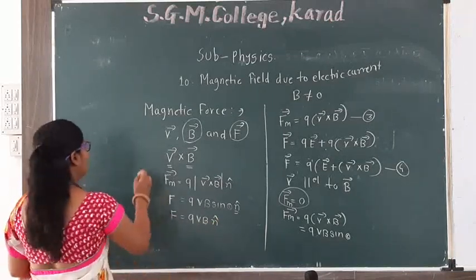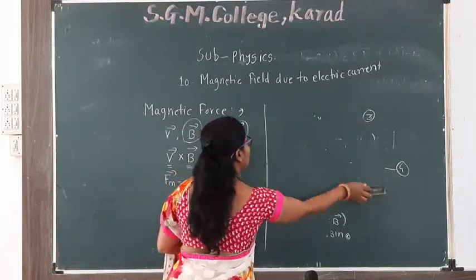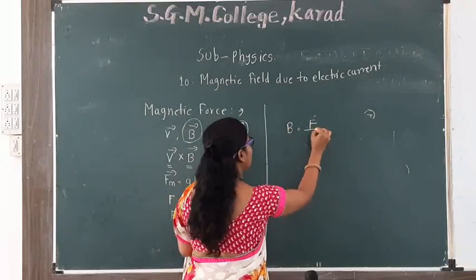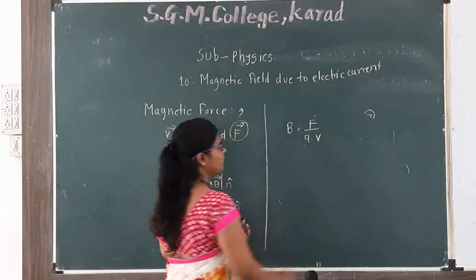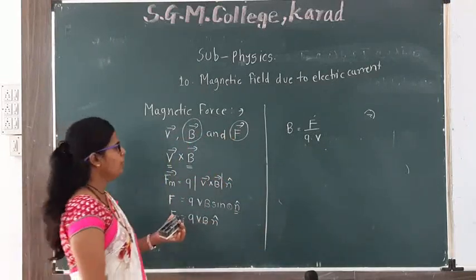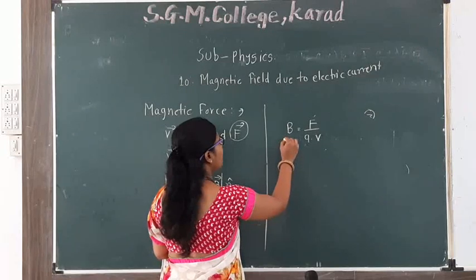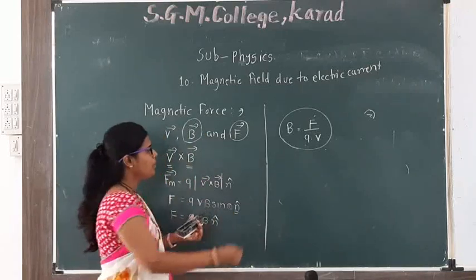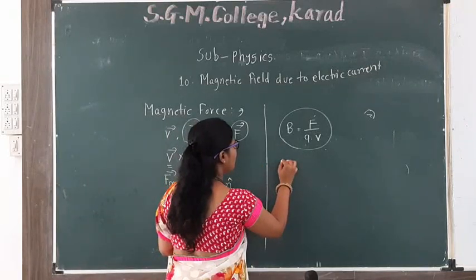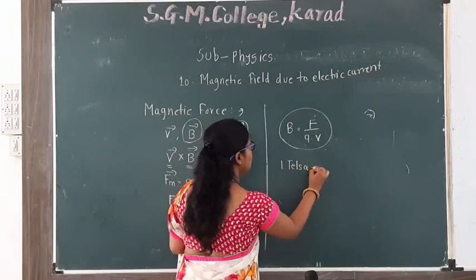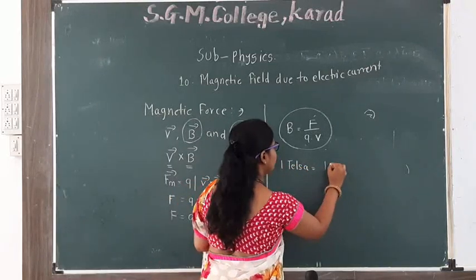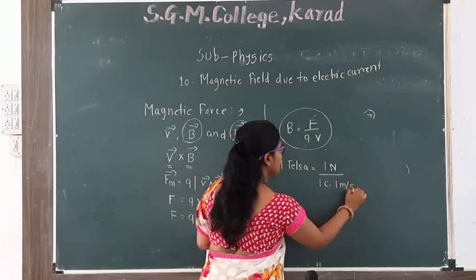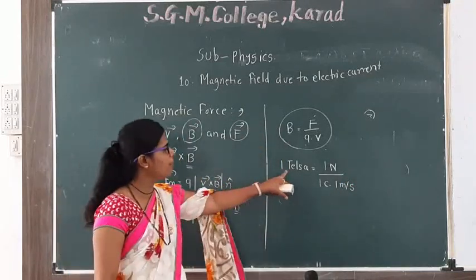Therefore, B, the magnetic field, is equal to F upon Q into V. Now we define the magnetic field B. How to define it? The SI unit of magnetic field B: 1 Tesla is equal to 1 Newton upon 1 Coulomb into 1 meter per second. This is the SI unit of magnetic field.